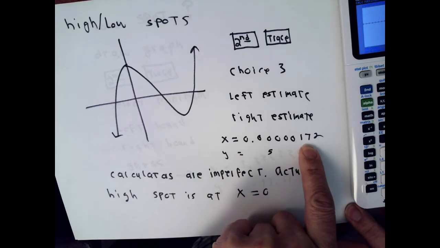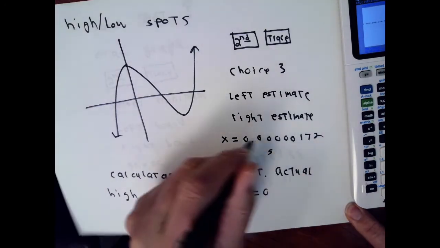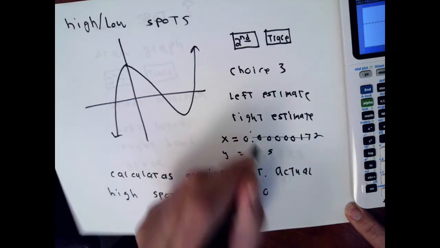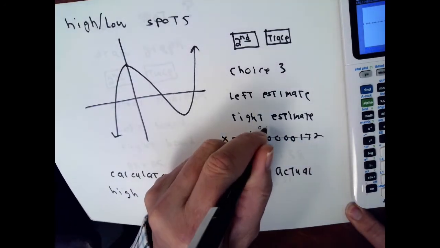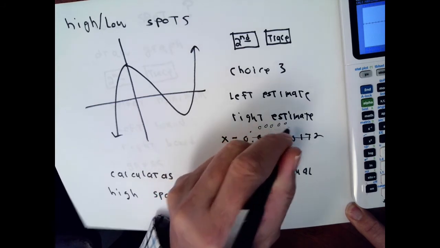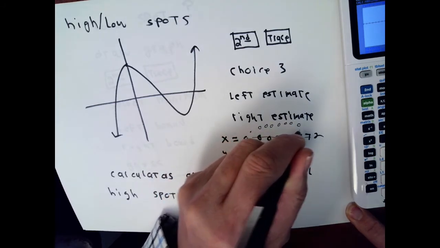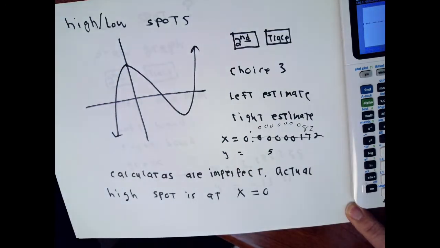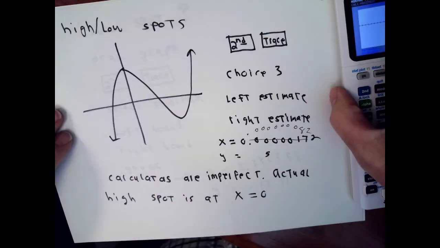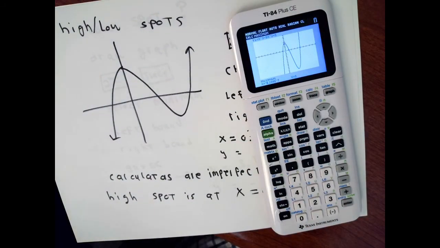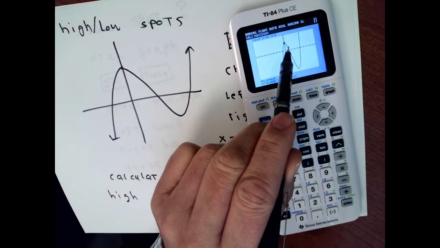Oh, I used a different calculator on this before, so pardon me. 0.000000082 some odd. It's practically equal to 0. Calculators are imperfect. You have to expect little rounding errors like that. But up to the rounding error, we have located the high spot.